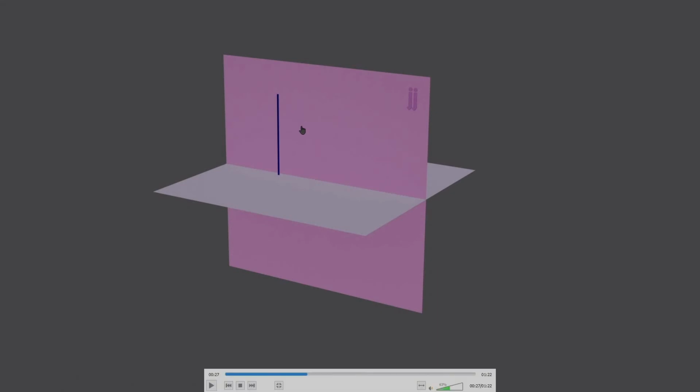Keep in mind that this is parallel to VP, which means in the front view you see the actual length, you see the true length. Okay, the actual length is called a true length in engineering graphics. In the front view you see the true length and in the top view you just see a dot here.